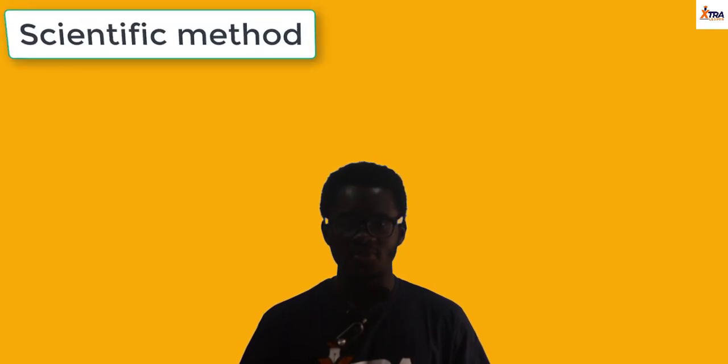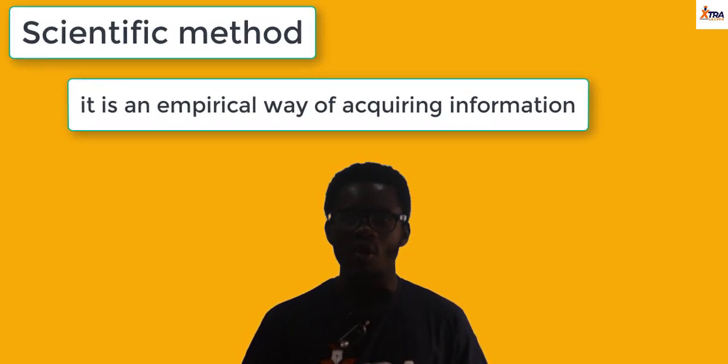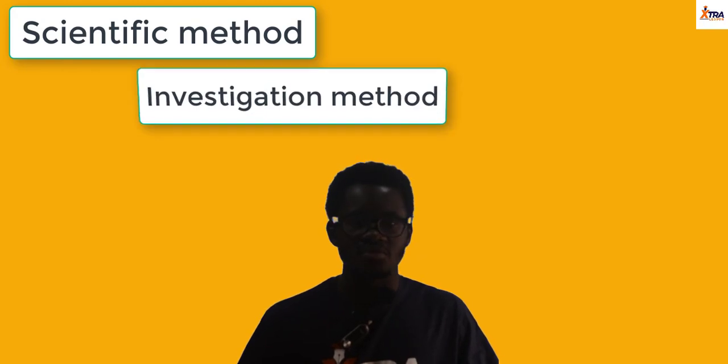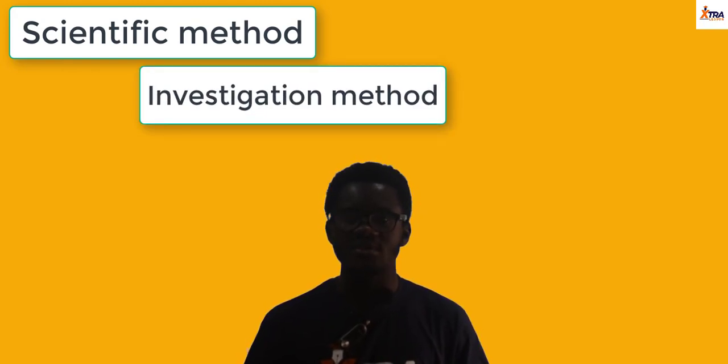So in the last class, I introduced to you the scientific method, and I said it's an empirical way of acquiring information. And most importantly, this method of science has characterized the development of science since the 18th century. And we began with the first stage in the scientific method, which is the investigation method. And I said that's the best way that scientists use to solve problems. And this investigative method simply entails asking one or more questions, and the purpose of doing so is to obtain as much information as you will need as regards the problem.